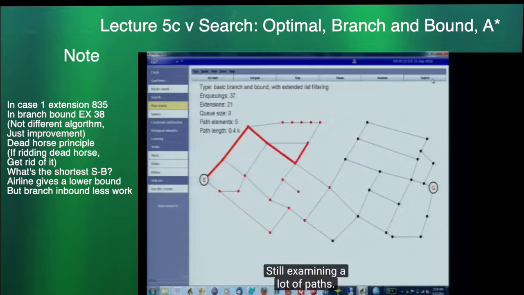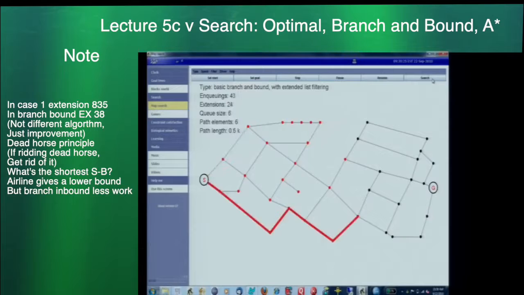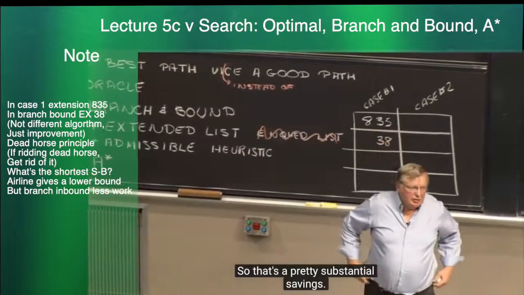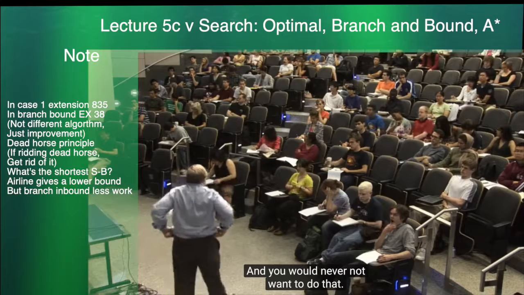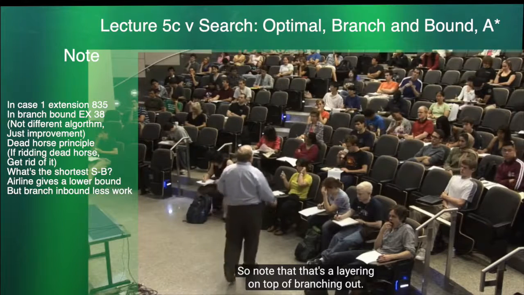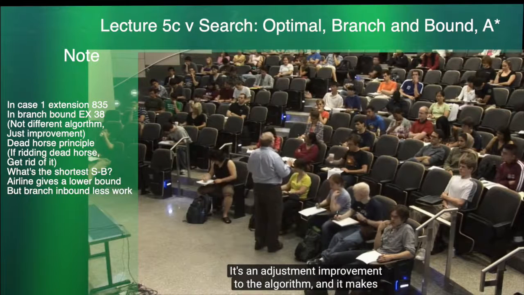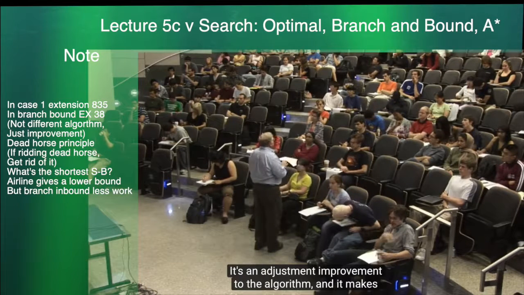Still doing a lot of work, still examining a lot of paths. But look at that. Instead of 835 extensions, it only did 38. So that's a pretty substantial savings, and you would never not want to do that. So note that that's a layering on top of branch and bound. That's not a different algorithm. It's an improvement to the algorithm that makes it more efficient.